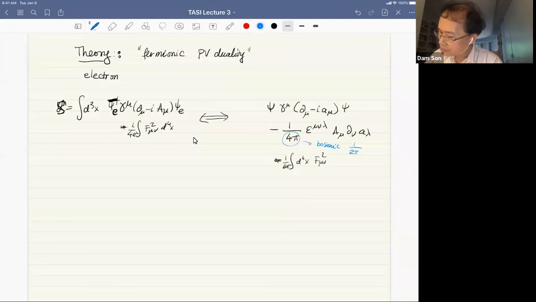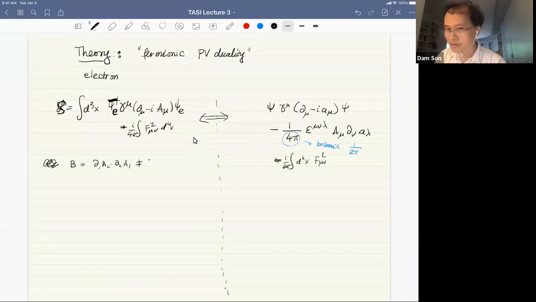Okay, so now let's see what the duality can tell us about the ground state. We want to find the ground state of this theory in a background B field, B equal to d1 A2 minus d2 A1. It's not equal to 0.